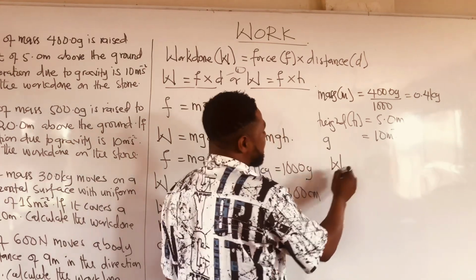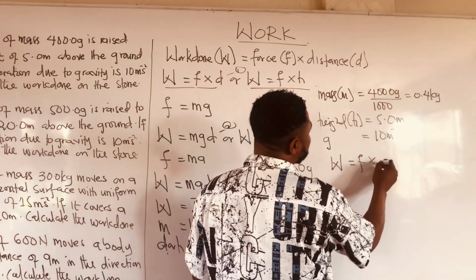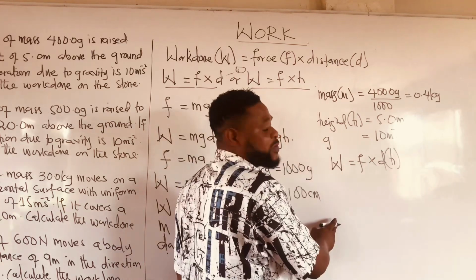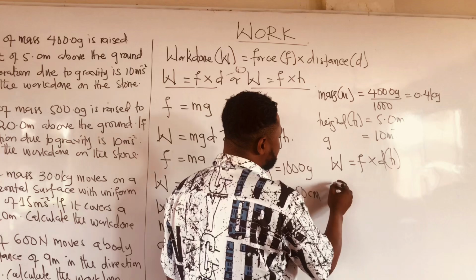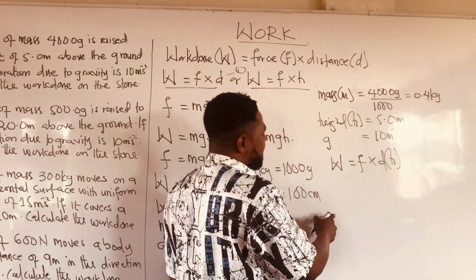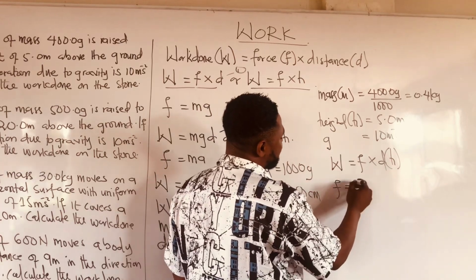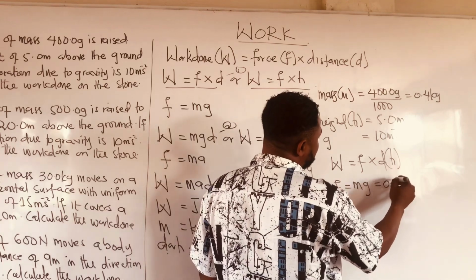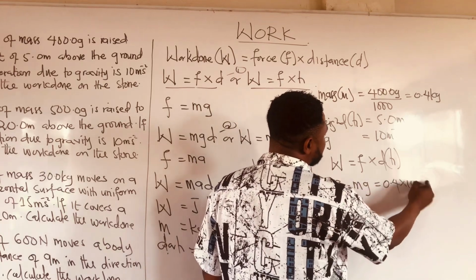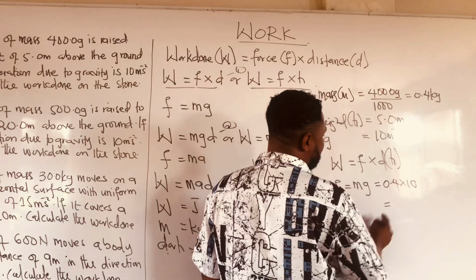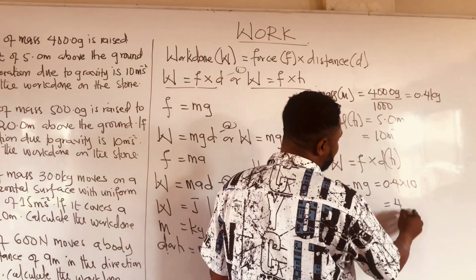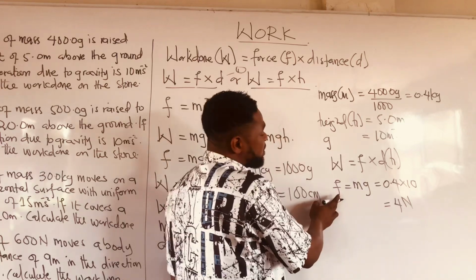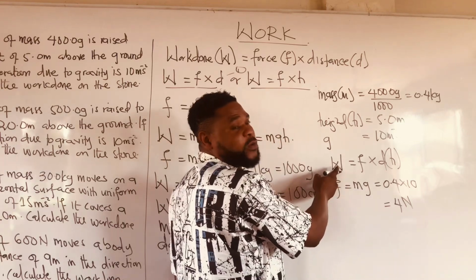So we know that work done should be equal to force times distance, where for the distance, we can use height to represent it. But in this case, our force is not given. So we can say the force should be equal to mass times gravity. Our mass is 0.4, our gravity is 10, which gives us 4 Newton, as we can see.